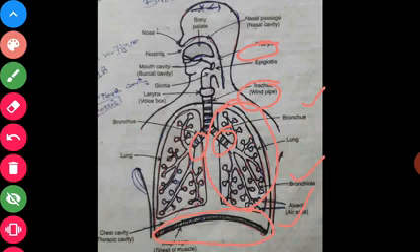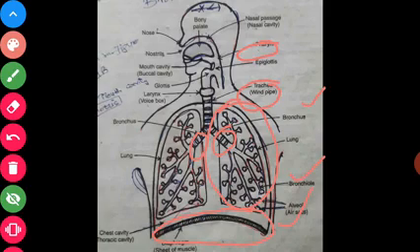So we can say that the air moves from the nose to the nasal cavity, then it passes to the pharynx, then the larynx, at last the trachea, then bronchi, then bronchioles, and at last it is present in the alveolar sac, where this air, rich in oxygen, is transported to the blood. When the air containing oxygen reaches the alveoli, the oxygen is diffused into the blood and combines with the hemoglobin.